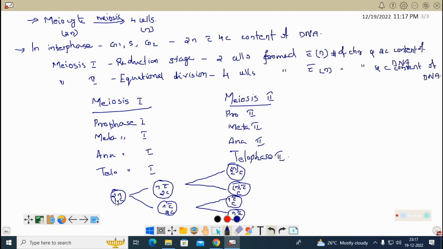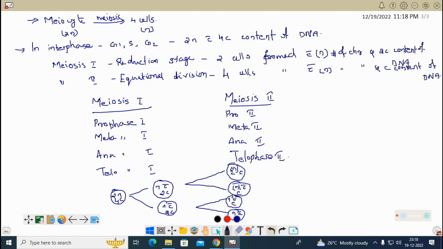And we can see the meiocyte containing 2n number of chromosomes with 4C content of DNA will be converted into 2 cells with n number of chromosomes and 2C content of DNA, and each of these cells will undergo the second meiotic division, or meiosis 2, and become n number of chromosomes with C content of DNA. So 4 cells with n number of chromosomes and C content of DNA, or haploid number of chromosomes with the appropriate concentration of DNA, will be present.